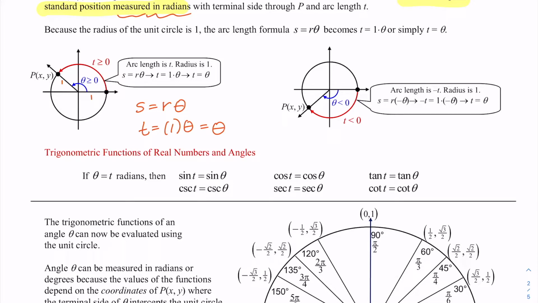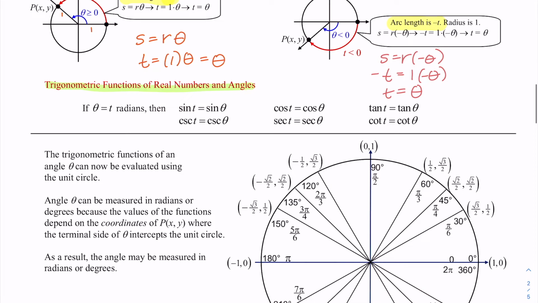Okay, so likewise, let me highlight this. Arc length is t. Arc length is negative t. And so now we still have s is equal to r theta, but now we have the opposite of theta. And then we have the opposite of t is equal to 1 times the opposite of theta. And that leads us to t also being equal to theta. So that's a very good result that now leads us to our trig functions of real numbers and angles.